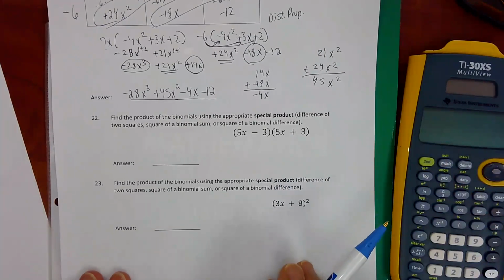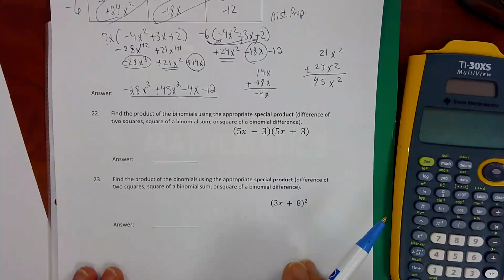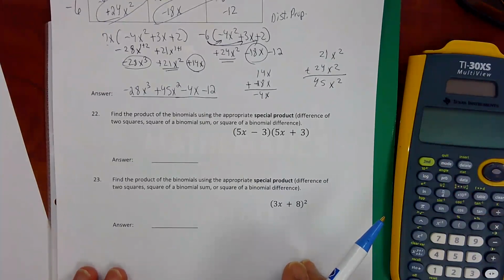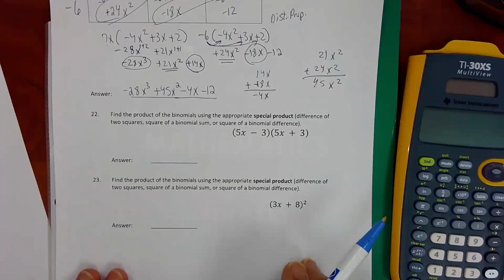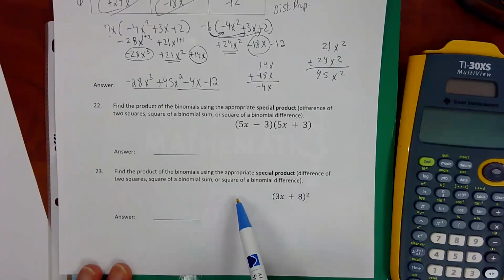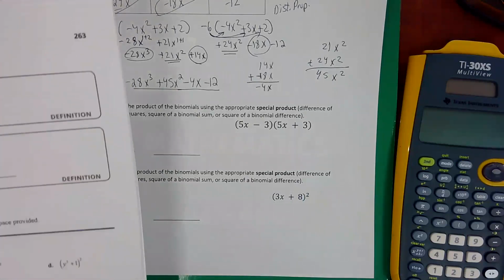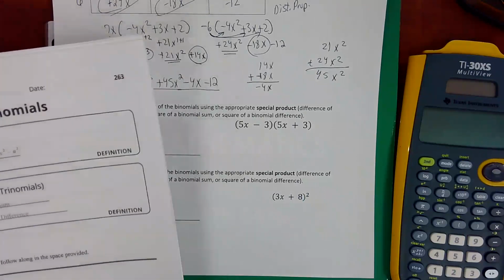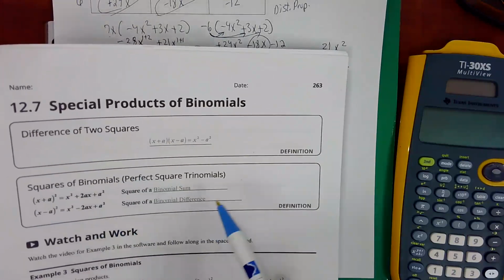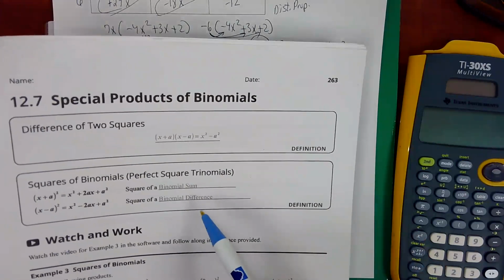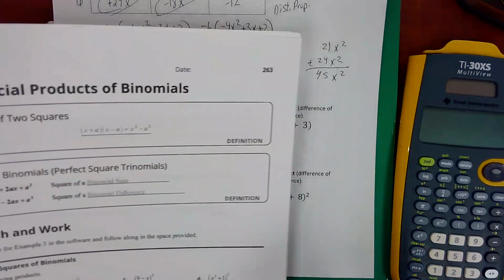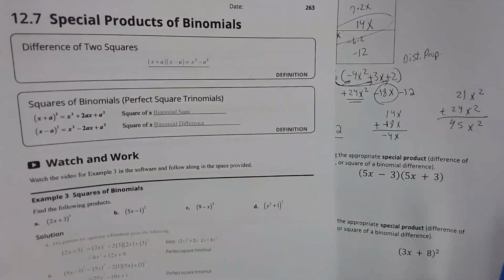So 22 and 23. These are the find the product of the binomials using the appropriate special product: difference of 2 squares, or square of a binomial sum, or square of a binomial difference. Okay, and that's what's happening on both 22 and 23. So for those, I need to come back down here to this page, special products in your workbook, and I need to grab those formulas. So I have to match them with the formula.